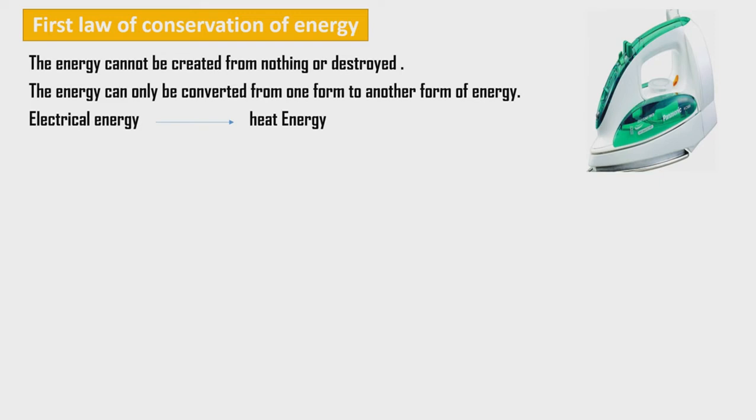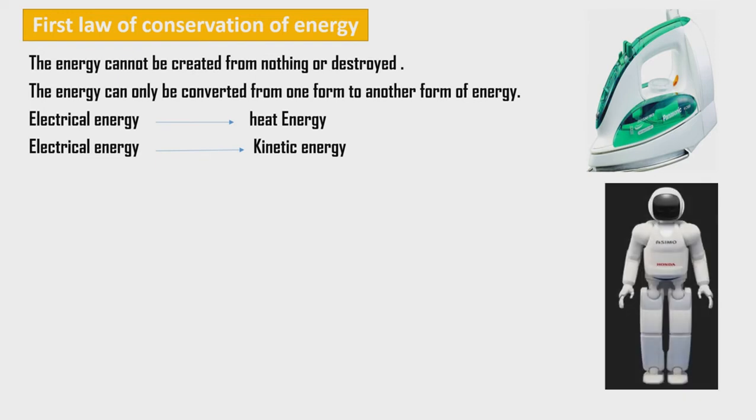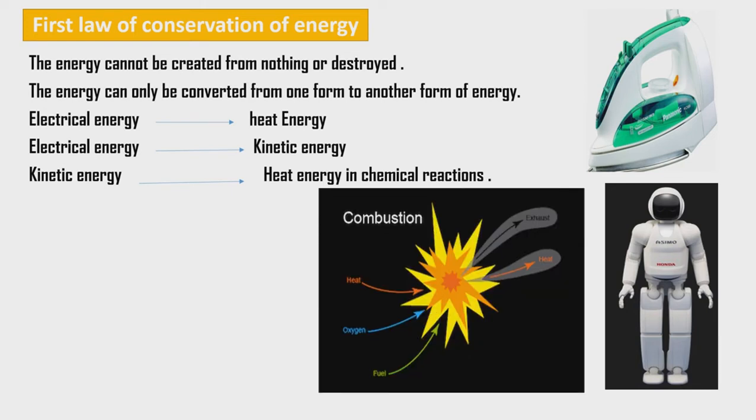Electrical energy can also be changed into kinetic energy or motion energy in robots. And lastly, we can say that kinetic energy inside the compound can be converted into heat energy in a chemical reaction, for example a combustion reaction or burning reaction.